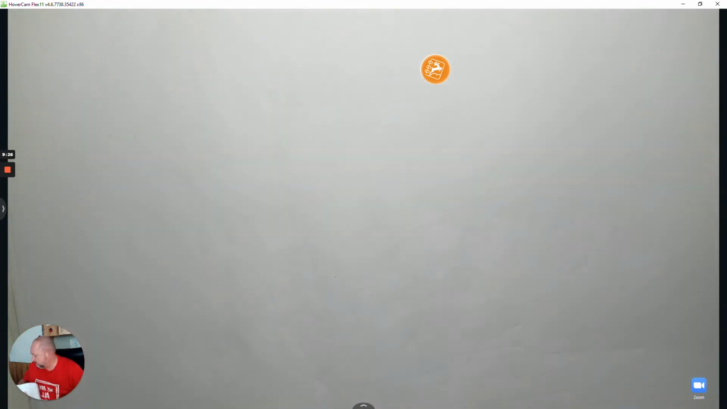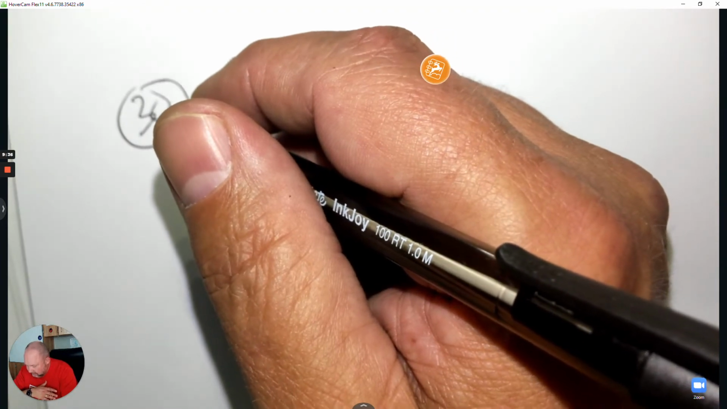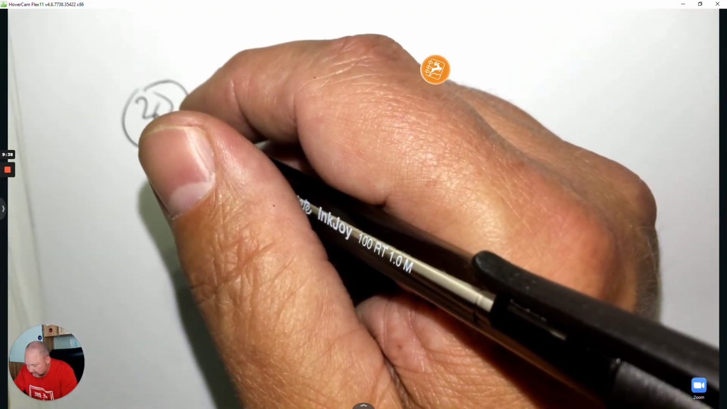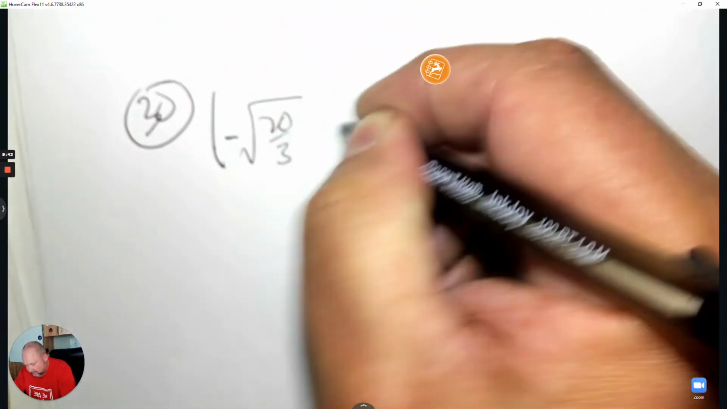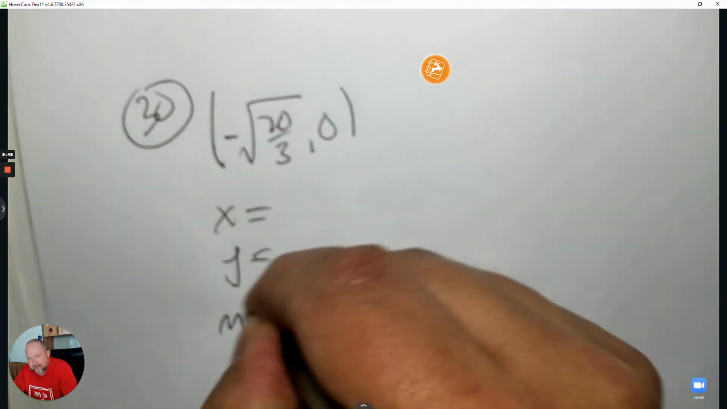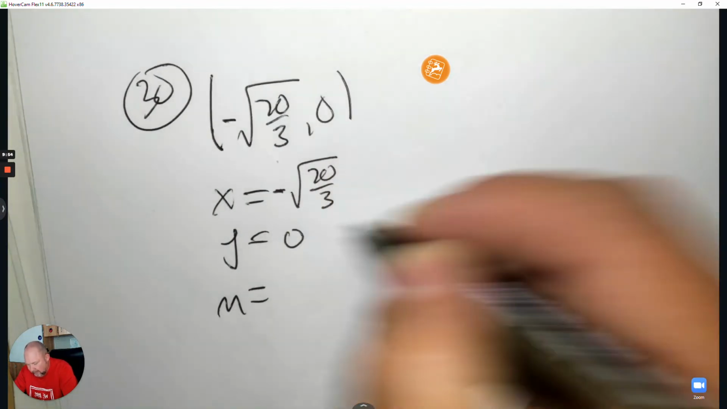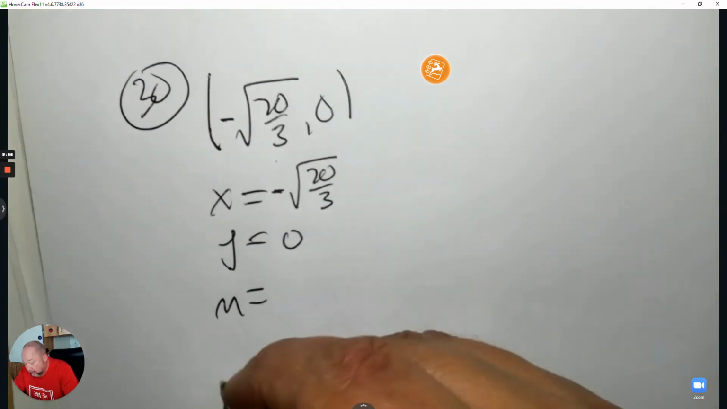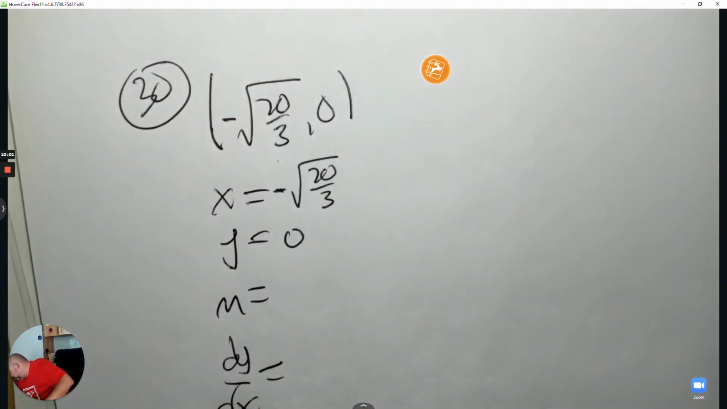Number 30. Find the equations of lines tangent and normal to the graph, problem 28, at that point. So they give you a point, negative this. So I need to know 3 things: the x coordinate, the y coordinate, and the slope comes from the derivative. So I need to write down the derivative again. I just threw it away.